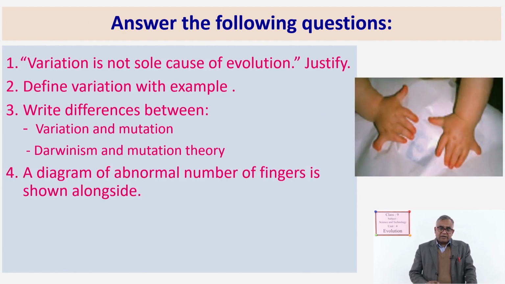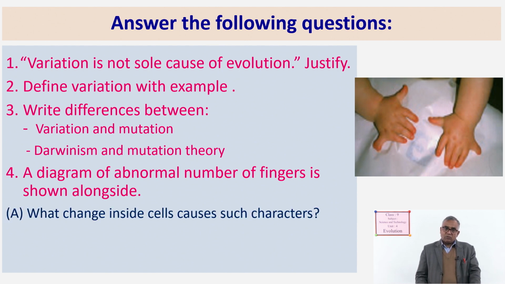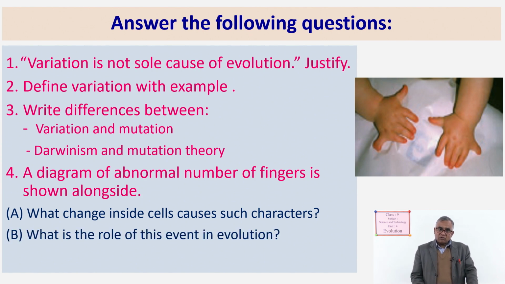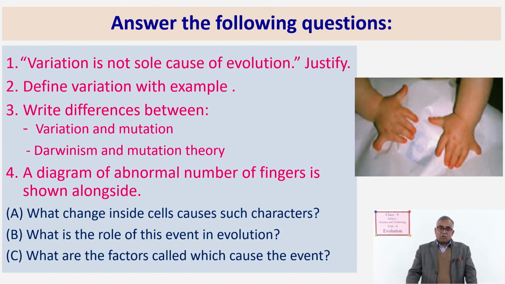Fourth question is related with a diagram. A diagram of an abnormal number of fingers is shown alongside. You can count them. That is not normal. On the basis of it, you have to answer what change inside cells causes such characters. Second one, what is the role of this event in evolution? And the last one is, what are the factors called which cause the event?